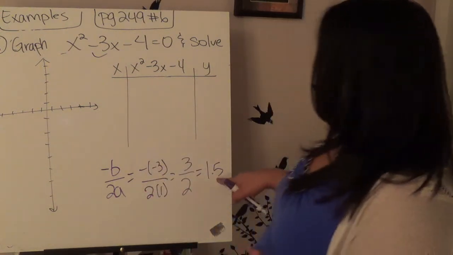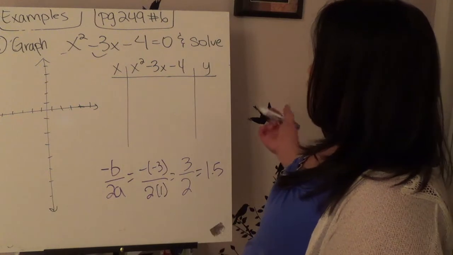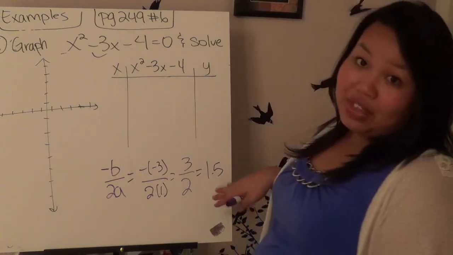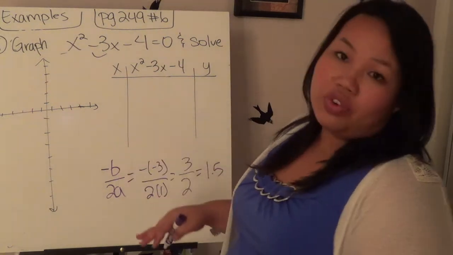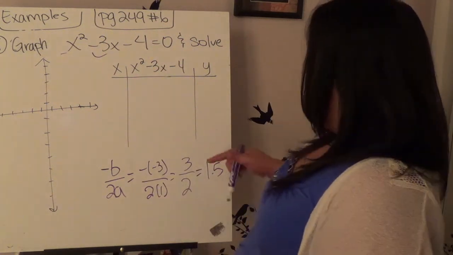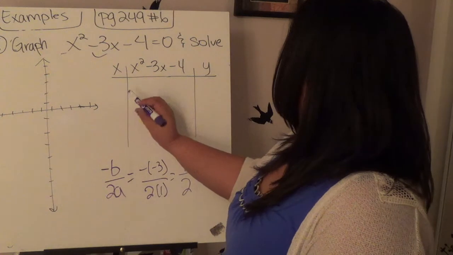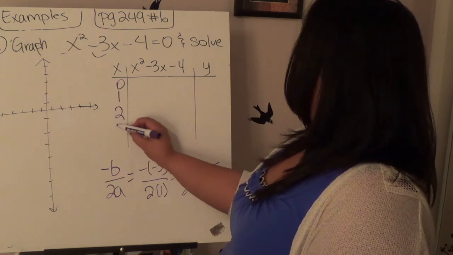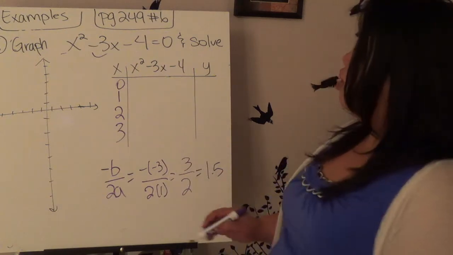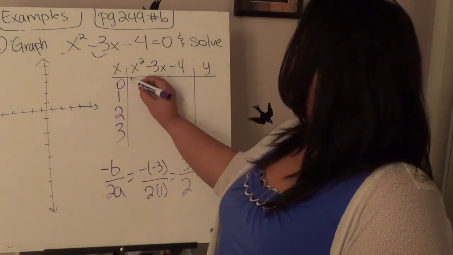I'm going to choose numbers around it, numbers before it and numbers after it. I don't have to actually include this number. I'm not going to, because it's a decimal, and it's easier to just use the numbers before and after. So I'm going to use 0 and 1, and then 2 and 3. Let's plug this in.